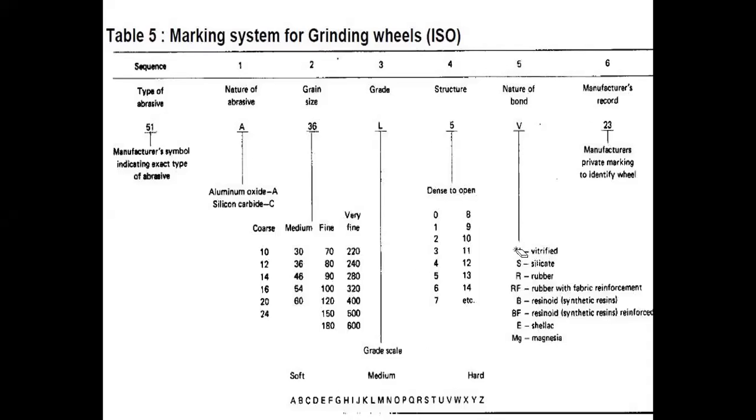Then nature of bond. In the last class we already saw the different types of bonding materials: vitrified bond, silicate bond, rubber bond. Each bonding material is represented by a single letter or maybe a double letter. That letter shows which bonding material is used to bond the abrasive particles. V means vitrified. S is silicate. R is rubber. B is resinoid. E is shellac. The different properties and how to make these bonding materials we discussed in the last class. If you have any confusion, refer to your textbook.